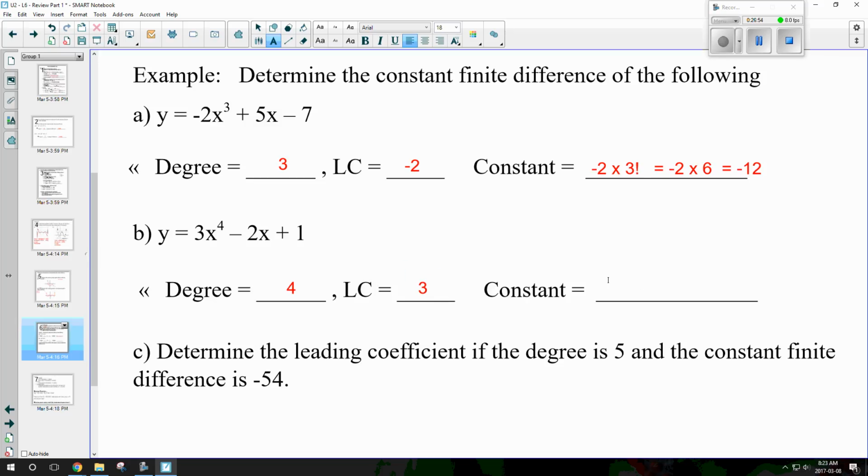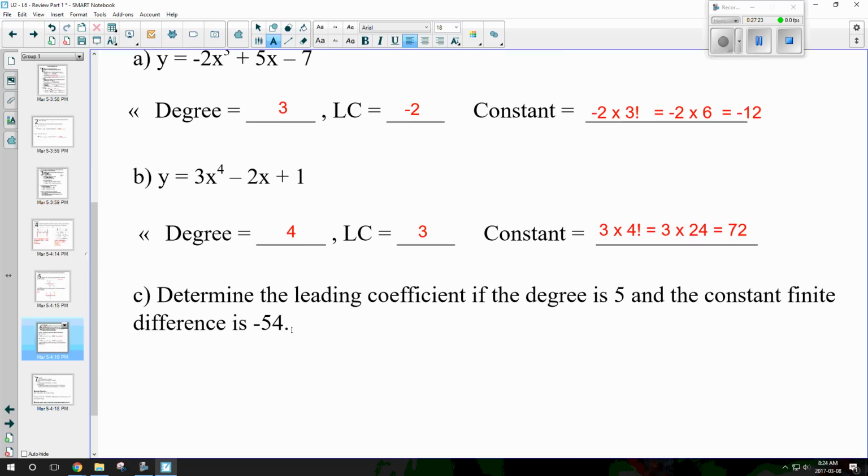So to figure out our constant, we take our leading coefficient of 3 and multiply it by our degree factorial, which is 4 factorial. So when we're calculating that out, 4 factorial is 24. So 3 multiplied by 24. So our constant finite difference would have a value of 72.